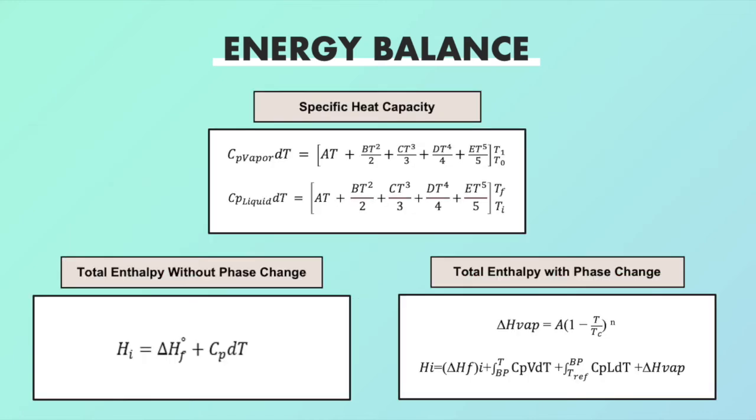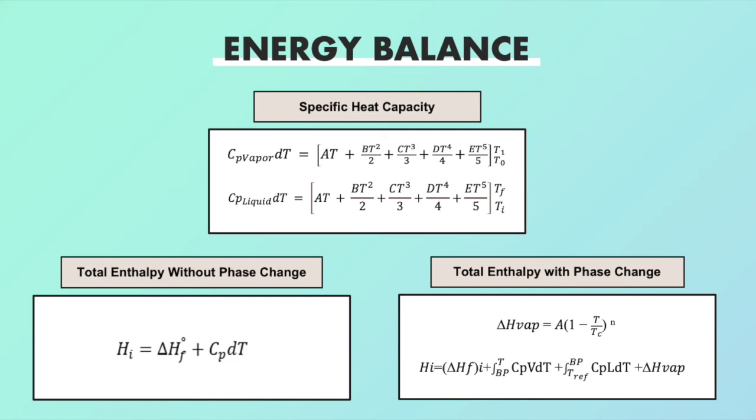There are two types of energy balance calculation. One is with phase change and the other is without phase change. First, the heat capacity will be calculated according to the reference state phase. Then, for the total enthalpy without phase change, it will be summed up with the heat of formation.